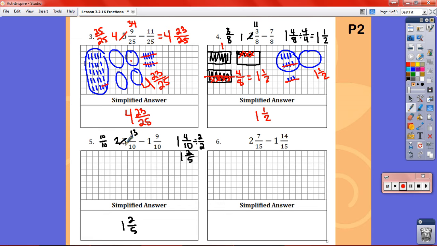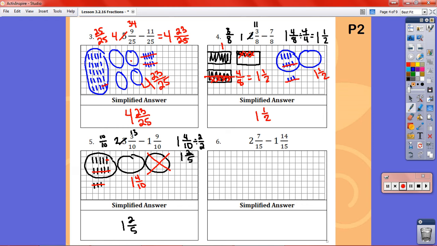So I have 3 wholes and 3/10. 1, 2, 3, 4, 5, 6, 7, 8, 9, 10. That's a whole. I have 3 of them. 1, 2, 3, and 3/10. Get rid of 1 whole first. And then 9/10: 1, 2, 3, 4, 5, 6, 7, 8, 9. So I have 1 whole left. And then 1, 2, 3, 4 out of 10.